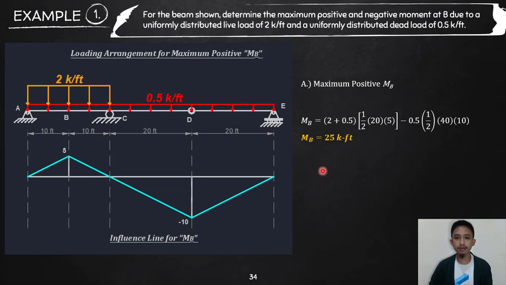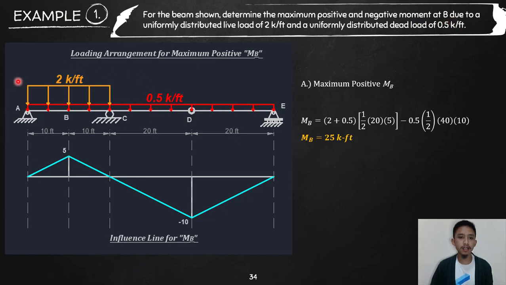First, let's calculate the maximum positive moment at B. How are we going to position the loading? Let's understand that the dead load is a fixed load which is distributed throughout the beam. It did not specify that the dead load is just at a certain portion, so we will assume that it is within the entire length of the beam, which is 0.5 kip per feet.